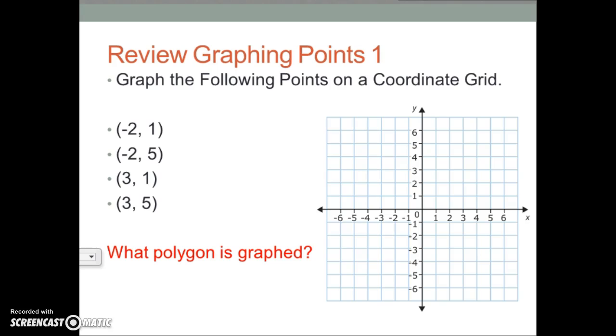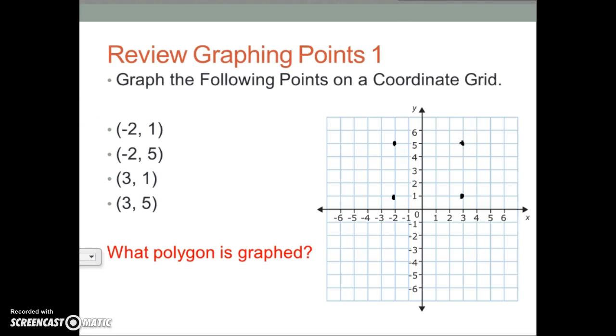So just to get into the starting for this lesson, if we want to graph the 4 points, we can determine what polygon is being graphed. So if we have -2, 1, so -2 up 1, here's our first coordinate. -2, 5, so -2 up to 5 is our second coordinate. 3, 1, so to the right 3 up 1, and to the right 3 up 5.